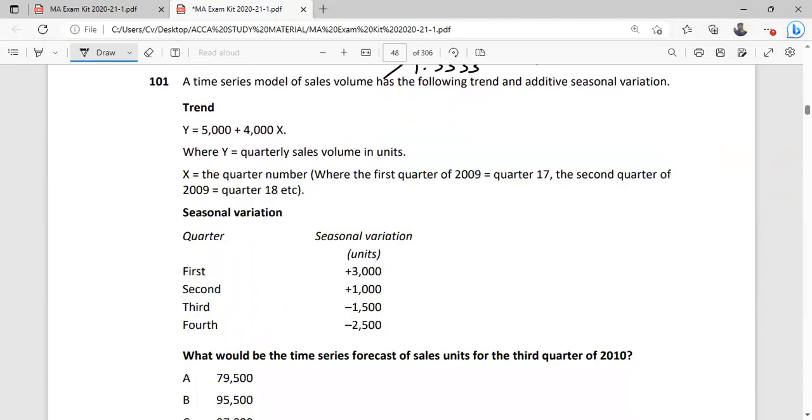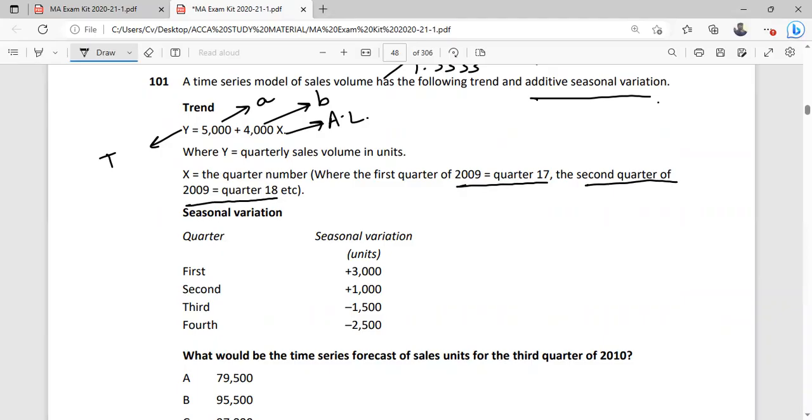Then a time series model of the sales volume has the following trend and additive seasonal variation. Trend is Y is equal to 5,000 plus 4,000x. Y means total, 5,000 stands for A or fixed, 4,000 means variable and X means activity level. Y is the quarterly sales volume input. X is the quarter, where first quarter 2009 is denoted by Q17. Second quarter of 2009 is denoted by Q18.